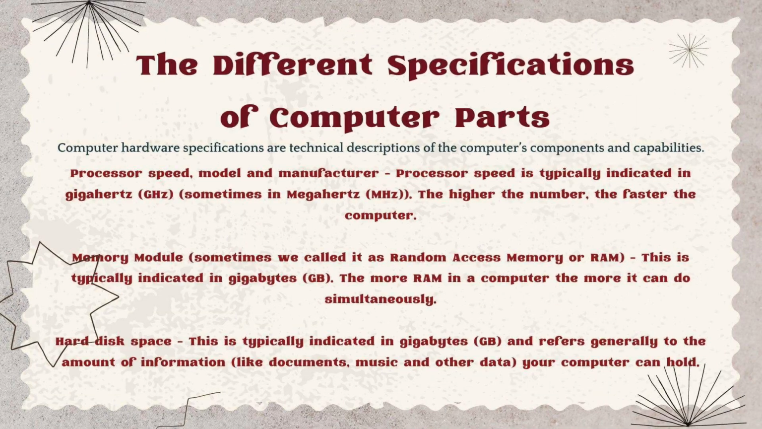PC specs can show you how well your computer can perform certain processes. What are the different specifications of computer parts? Computer hardware specifications are technical descriptions of the computer's components and capabilities. Processor speed, model, and manufacturer. Processor speed is typically indicated in gigahertz. The higher the number, the faster the computer. Random access memory, or RAM, is typically indicated in gigabytes. The more RAM in a computer, the more it can do simultaneously.